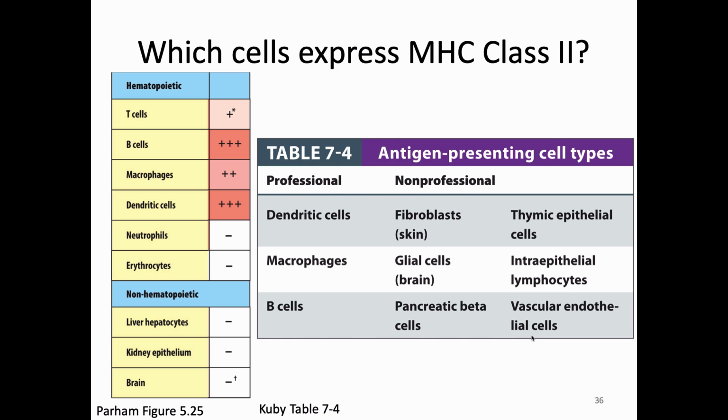There are a few other cell types that can sometimes present on Class II. I care that you know exactly one of them. So a bunch of them are listed here. I only care about one. And the one I care about is thymic epithelial cells. So there are cells in the thymus that will be able to present on MHC Class II. That is going to be incredibly important during T cell development. Otherwise, the only cells that have Class II are dendritic cells, macrophages, and B cells.